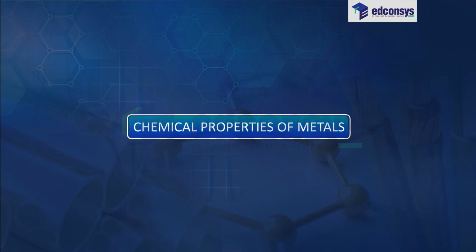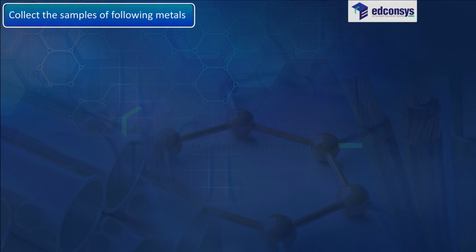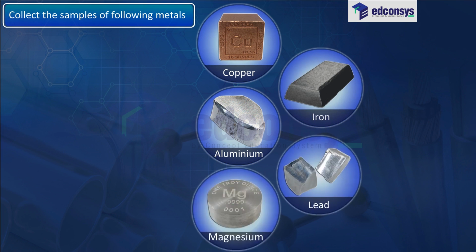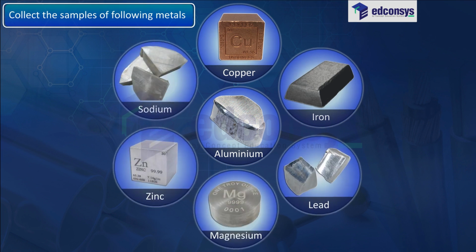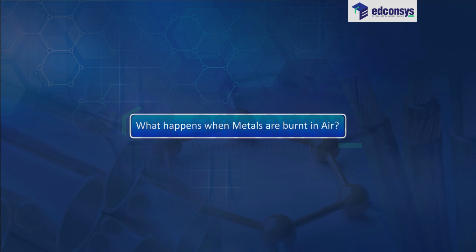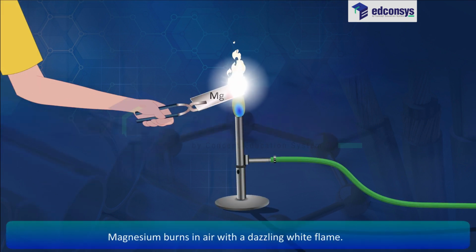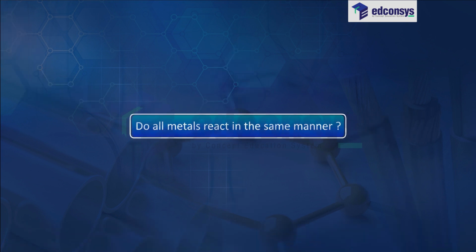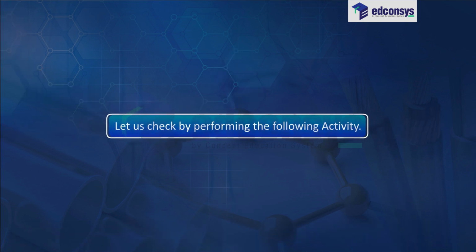Chemical properties of metals. Collect the samples of the following metals: aluminum, copper, iron, lead, magnesium, zinc and sodium. What happens when metals are burnt in air? Magnesium burns in air with a dazzling white flame. Do all metals react in the same manner? Let us check by performing the following activity.